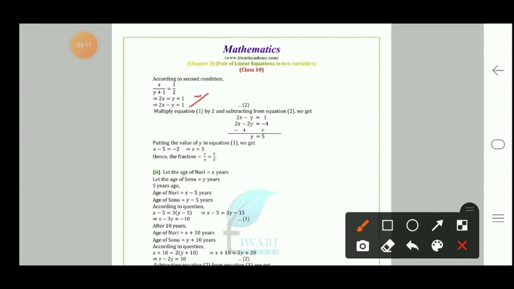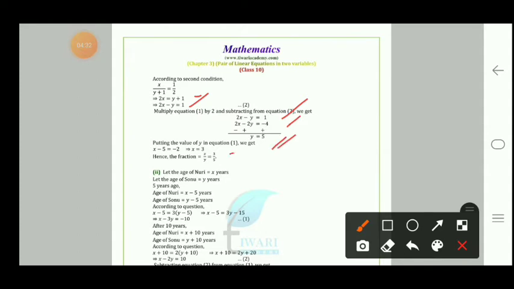So on solving this, we multiply equation 1 by 2. Now what we are getting, we get equations as 2x minus y is equal to 1 and 2x minus 2y is equal to minus 4. Now subtracting them, we get here y is equal to 5 as the required answer.